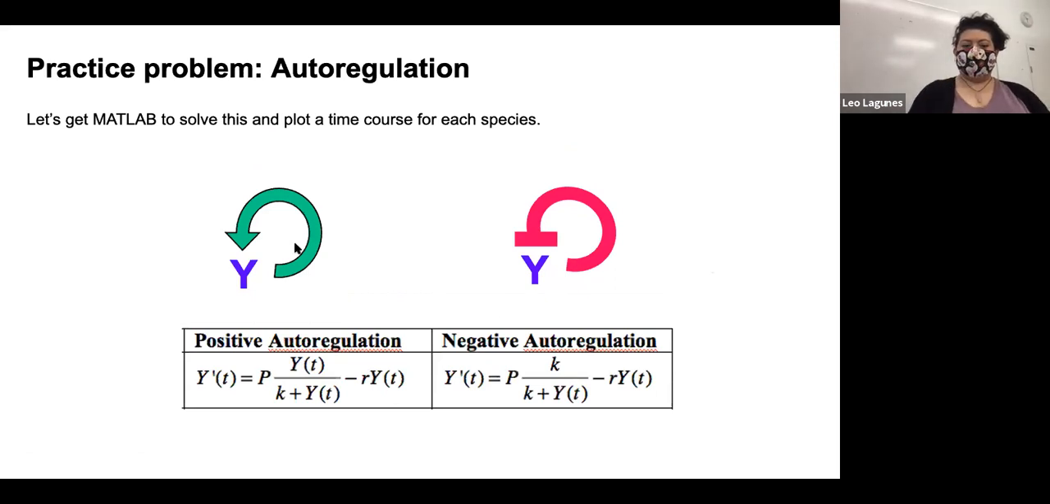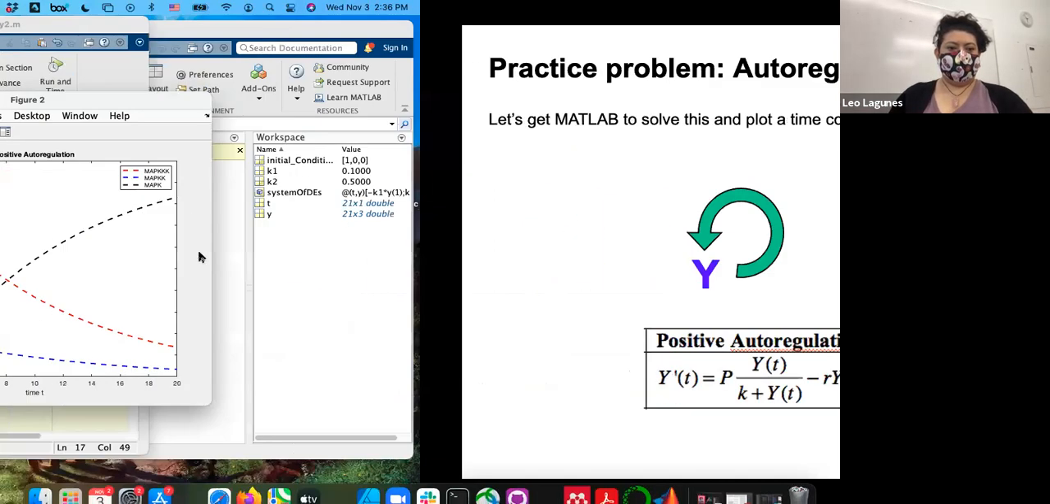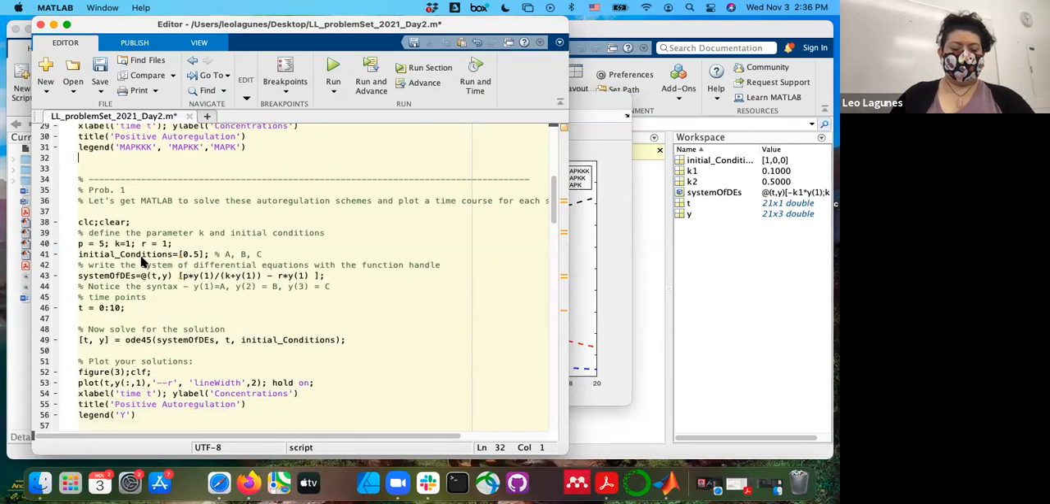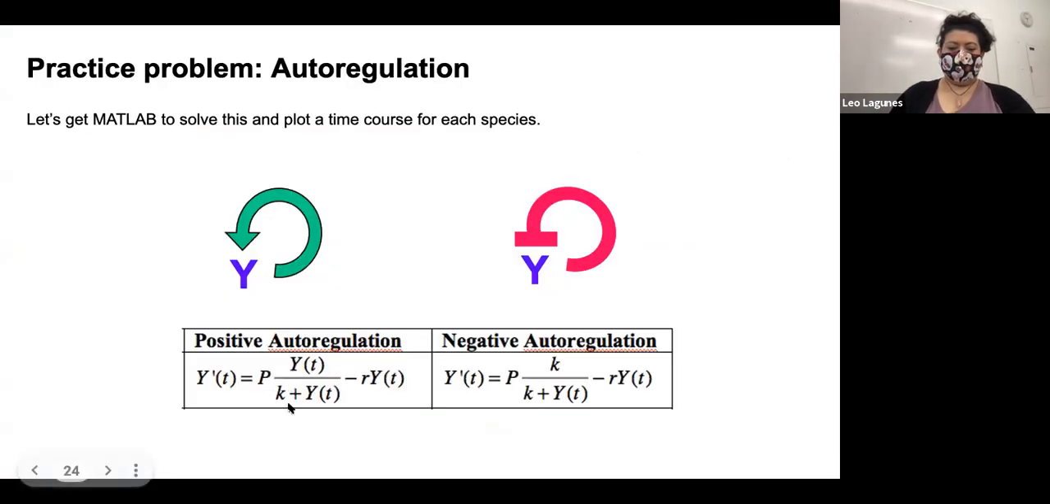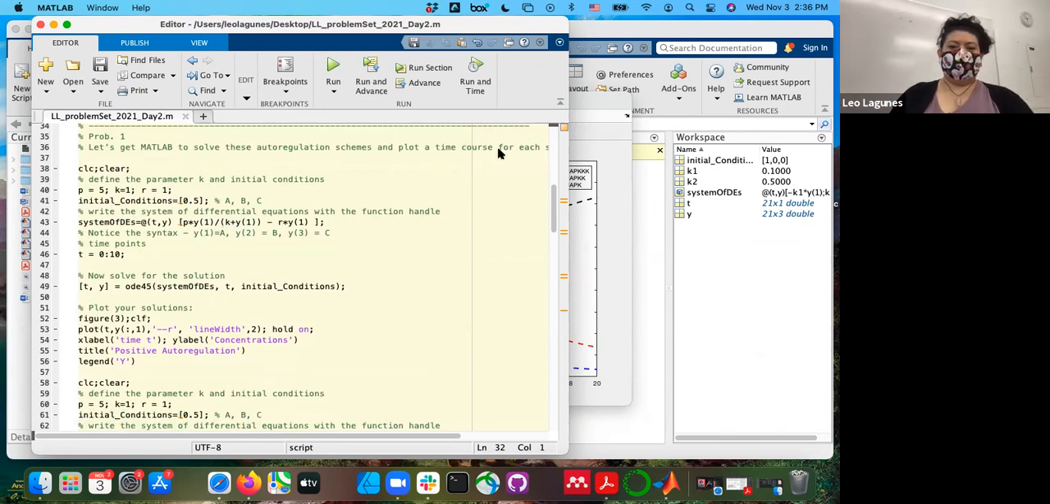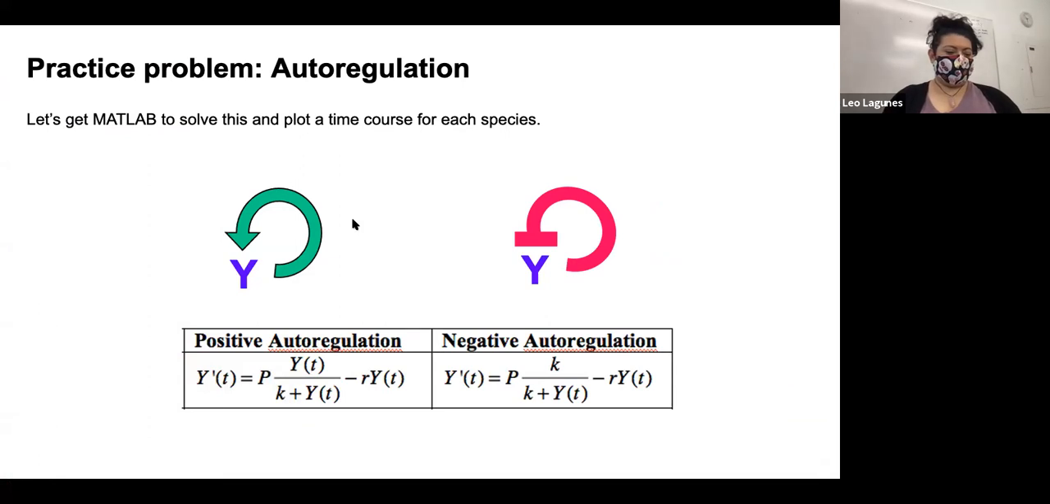Okay, so if we just wanted to plot positive autoregulation, we can have MATLAB do it because we know what the differential equations look like. So let's go ahead and do that. You can do it on your own or you can follow me if you want. So I'm going to switch over to MATLAB really quick. Okay, which one am I doing? We have P, R, and K. So we have 3 different parameters and y, only one species, because only y is autoregulating itself. Oh wait, I already did it. Okay, I'll just give you 3 minutes.